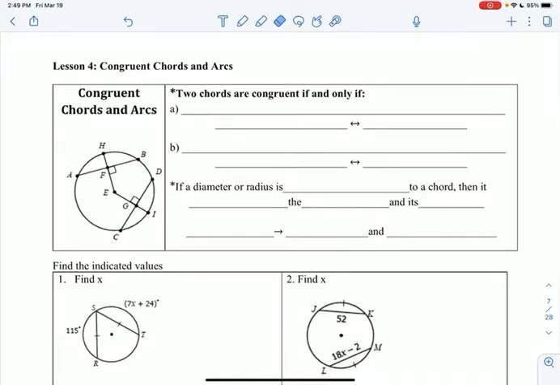Geometry classes. This is circles, lesson 4. Today we're going to talk about congruent chords and arcs. So two chords are congruent if and only if. Let's go over what a chord is.